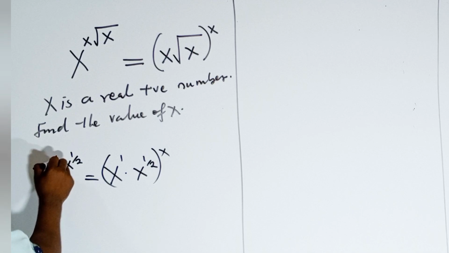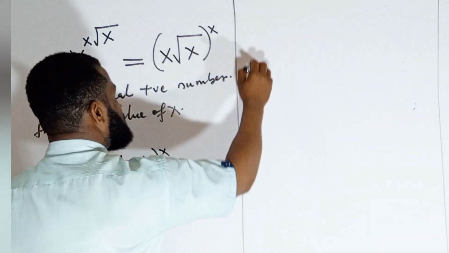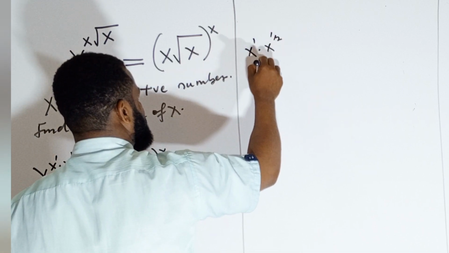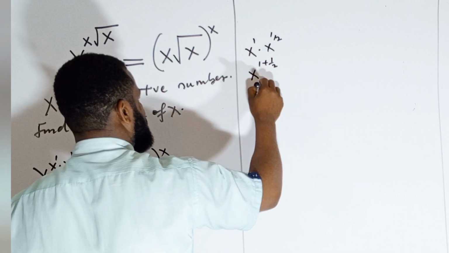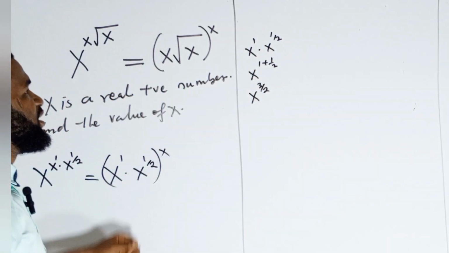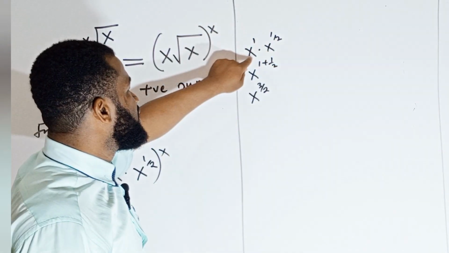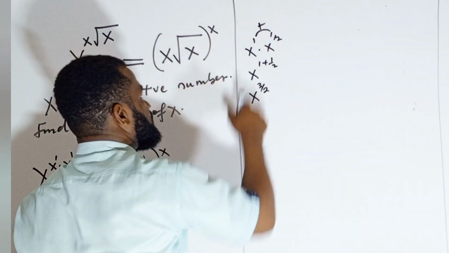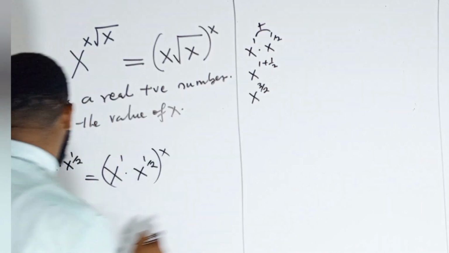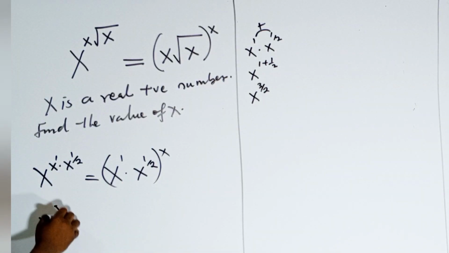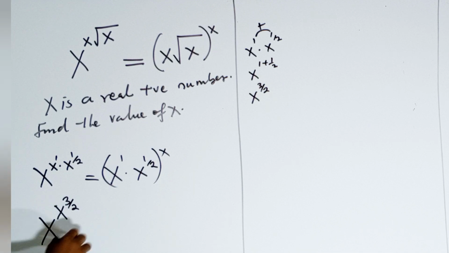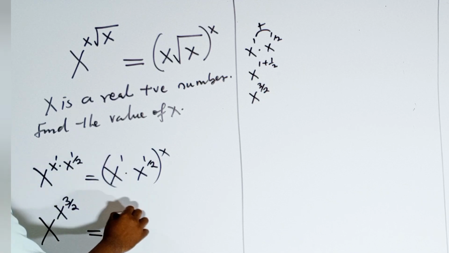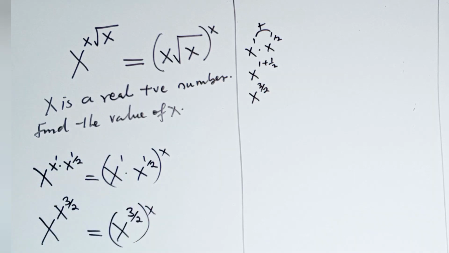Now, I'm going to simplify the power. Remember this: x raised to power 1 times x raised to power 1 over 2 is going to be x raised to power 1 plus 1 over 2, which is x raised to power 3 over 2. According to the law of indices, when the bases are the same, their powers will be added. So 1 plus 1 over 2 is 3 over 2. Then this is going to be equal to x raised to power 3 over 2, all raised to power x.